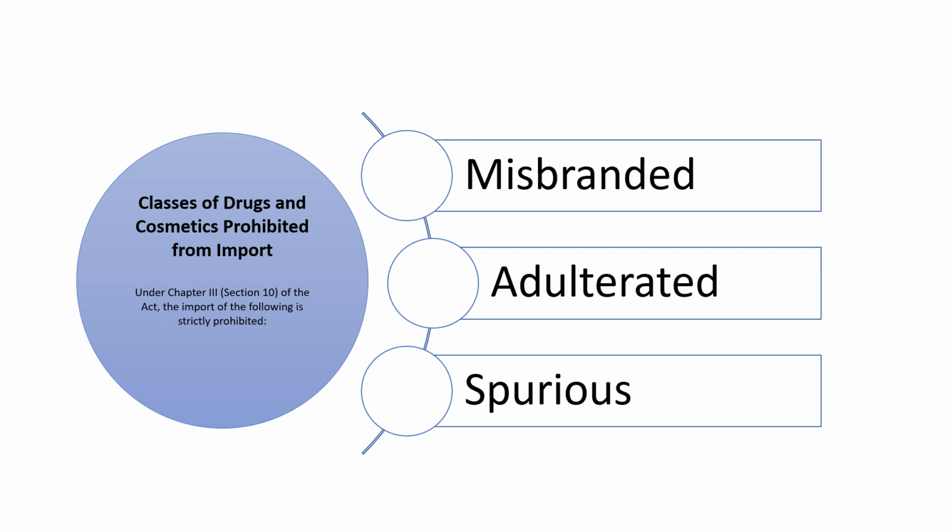Now, classes of drug and cosmetic prohibited from import. What is prohibited? That is, banned from import. We cannot import these medicines. These drugs and cosmetics are banned. So which are those medicines? These are the misbranded, adulterated and spurious medicines. These are lesser quality medicines, so we should not import them, and they are banned for import under the Drug and Cosmetic Act, because these are not good quality drugs. If the quality is not good, we cannot import these kinds of drugs.